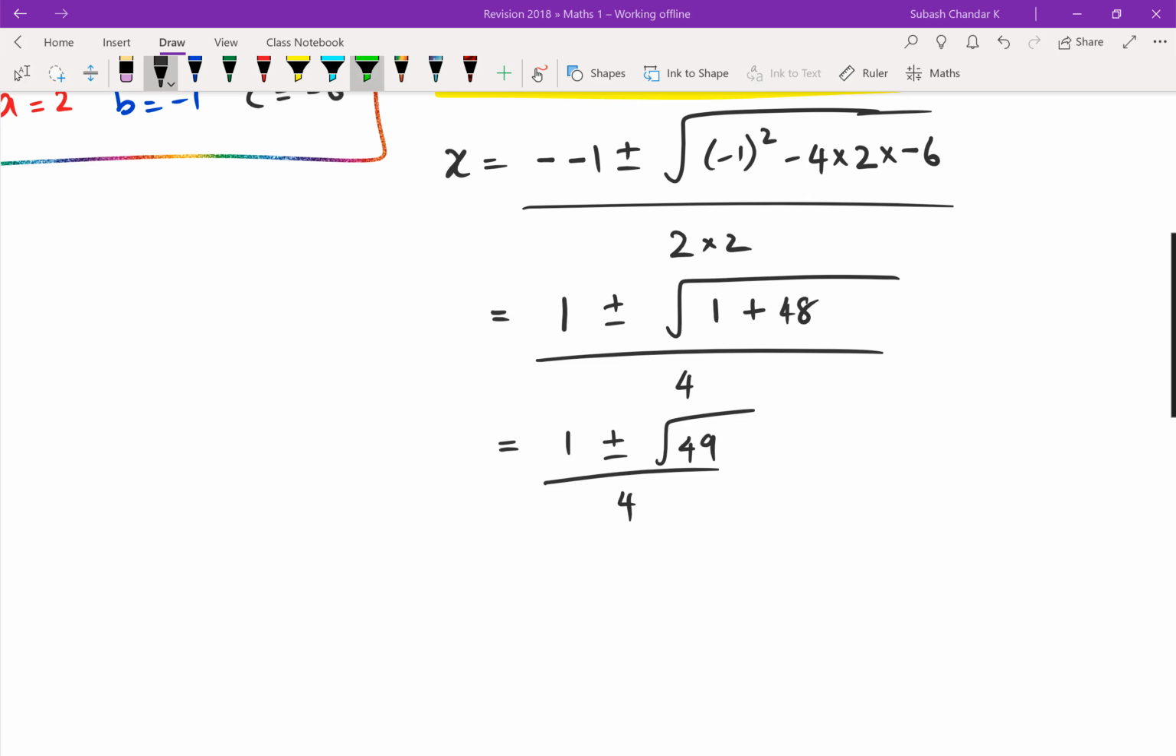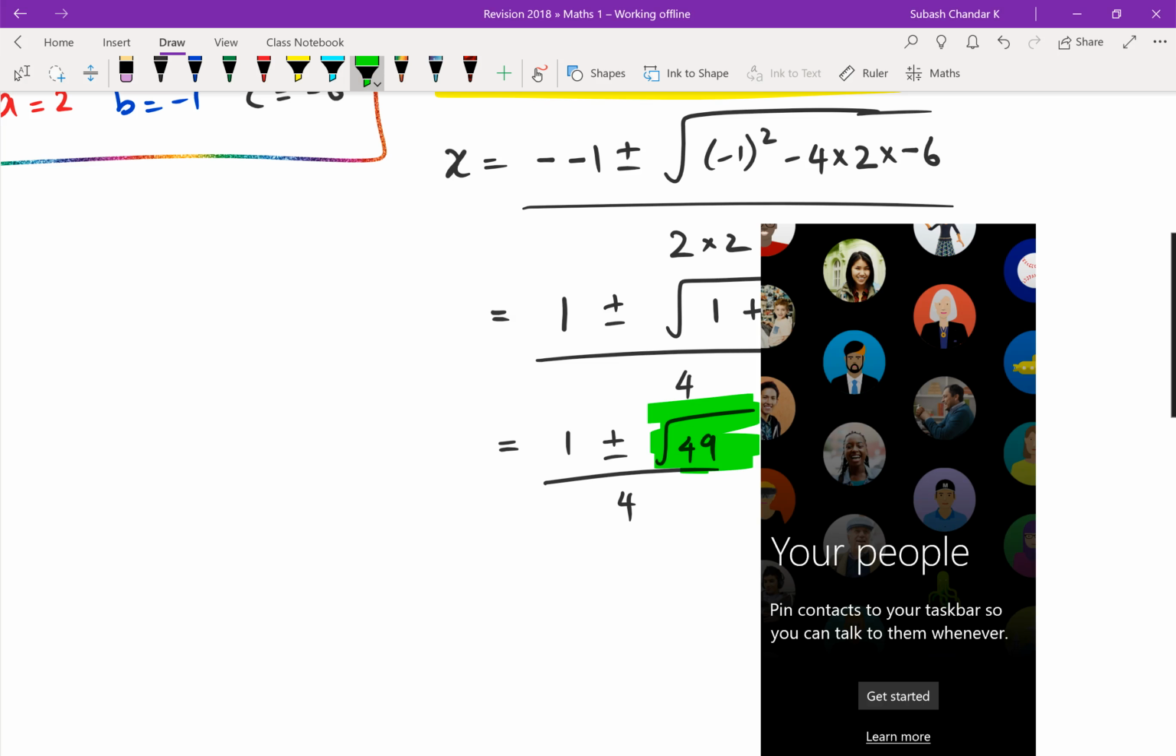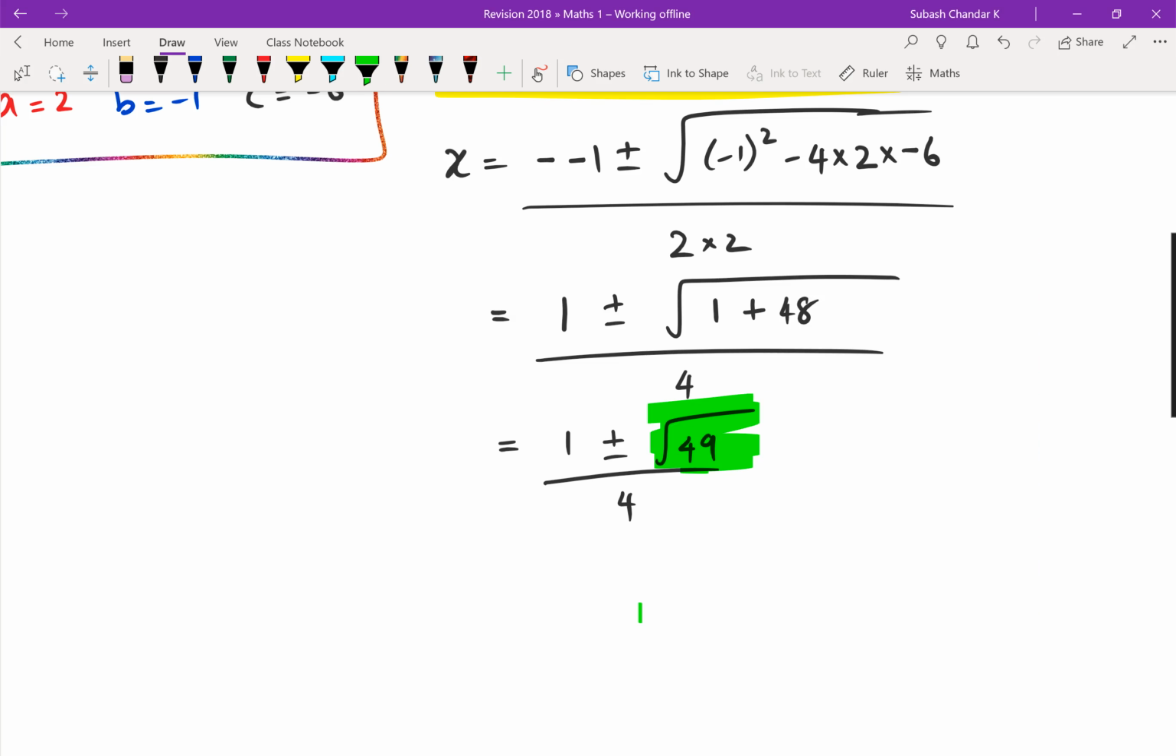Now this number here should always end up being a very nice number, like a square number. If you don't get a square number, you probably have done something wrong. But believe it or not, this actually works. This will help you guys in a couple of other ideas as well. So from here, we've got 1 plus or minus the square root of 49, which is 7. So we've got 1 plus or minus 7 over 4.